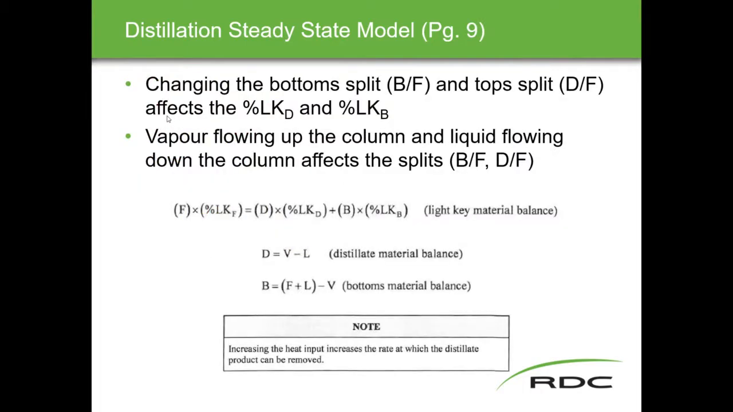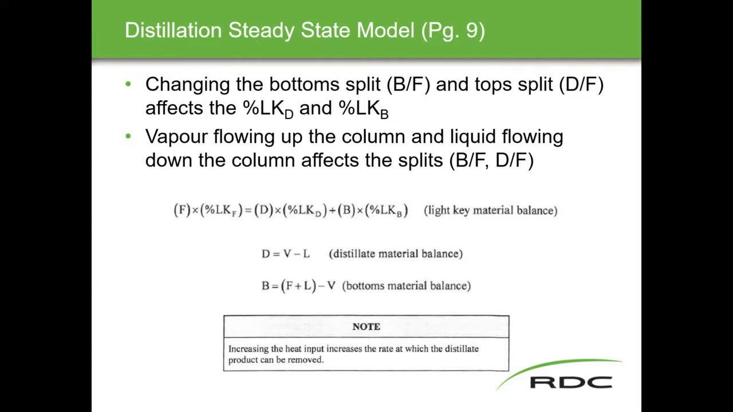So what does that mean here? Long story short, again, looking at some painful math, changing the bottom split, or the ratio between the bottom and the feed, and the top split, which is the relationship between the distillate and the feed, will affect the percentage of light keys in either one of those products. If we change the split, we have more methanol coming up the top. Well, that's going to make a difference between how much distillate we get out of it compared to the feed. And it's also going to make a difference in how much bottoms we get compared to the feed, depending on how we split it. So this is all just related to the math.